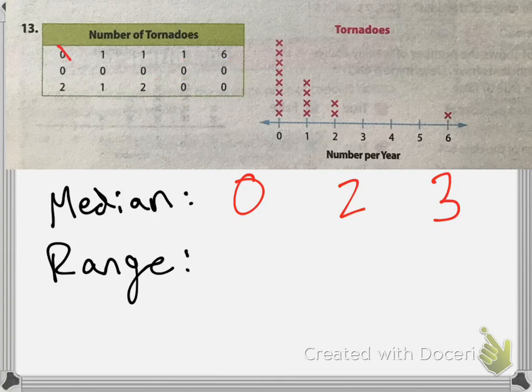So for example, 1, 2, 3, 4, 5, 6, 7, 8. So I have 8 dots here. 1, 2, 3, 4. So I have 4 dots there. 1, 2. So I have 2 dots here. 1. So I have 1 dot there.